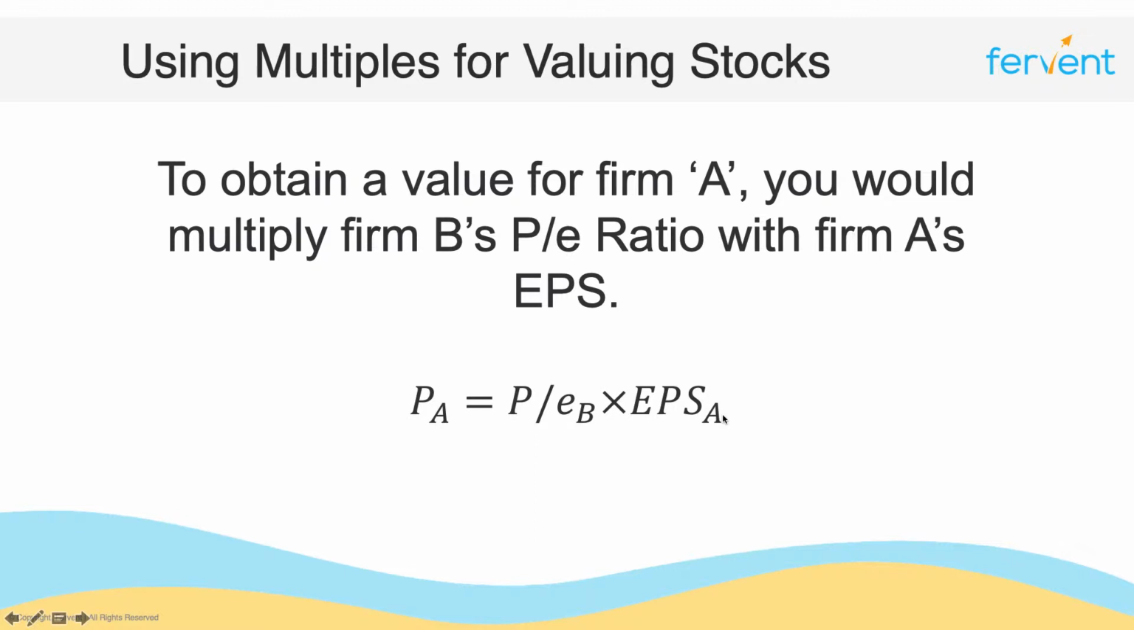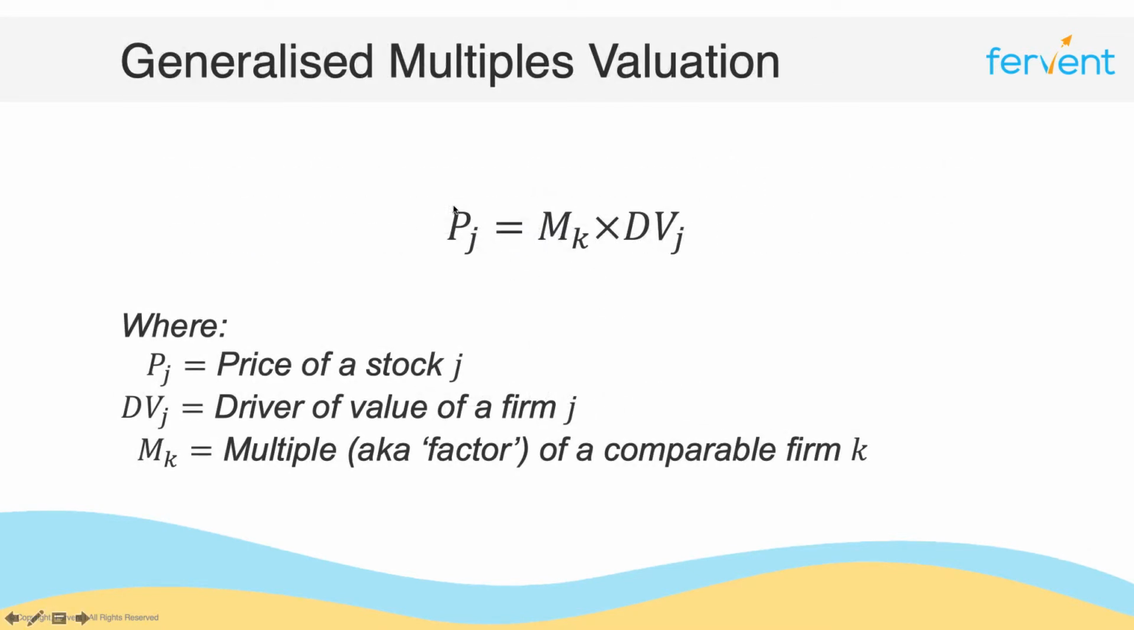stock A. Obviously, we don't want to just limit this to the price to earnings ratio, so we can generalize this equation and say that the price of any stock J is equal to the multiple of a comparable stock or firm K multiplied by the driver of value of stock J, right? So PJ here refers to the price of a stock J. MK here refers to the multiple of a comparable firm K. So J and K are just sort of generic terms.